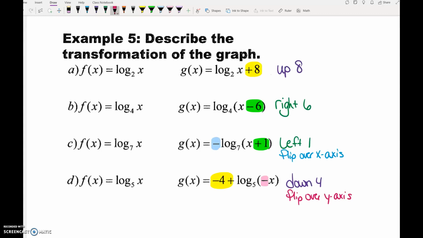Okay, so in the first one, that moves up 8. This one moves right 6. Left 1 and the negative in the front flips it over the x-axis. This last one is a little bit tricky. So the negative inside is definitely going to flip it over the y-axis. But this minus 4, we could also write this as log base 5 of negative x, minus 4. So really, that's just moving it down 4. They just, instead of putting it after the log, they put it in front of the log for some crazy unknown reason.